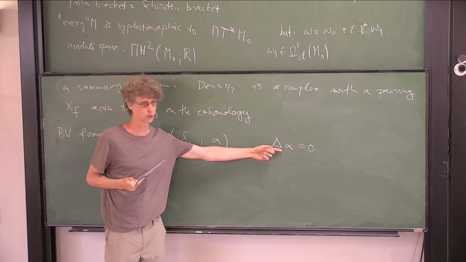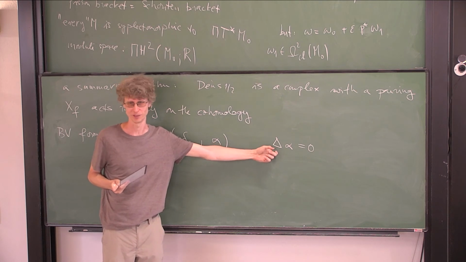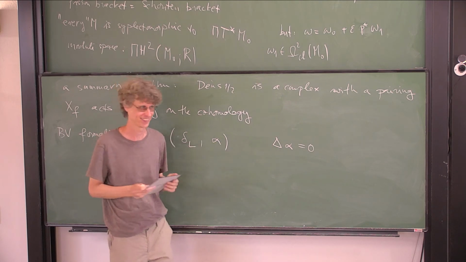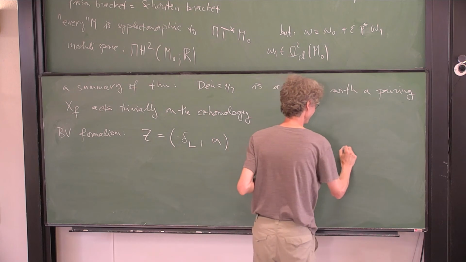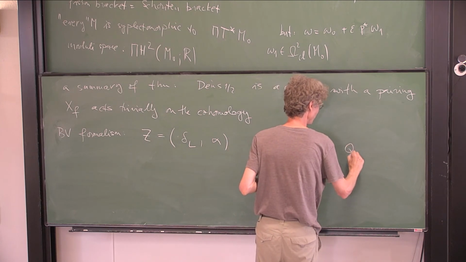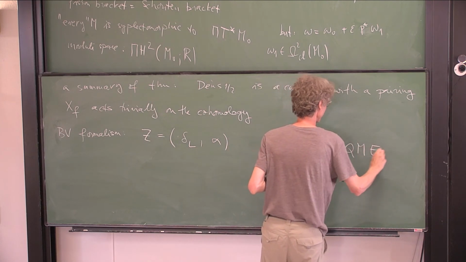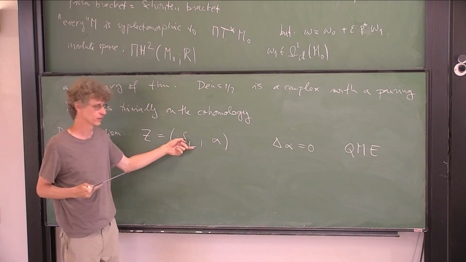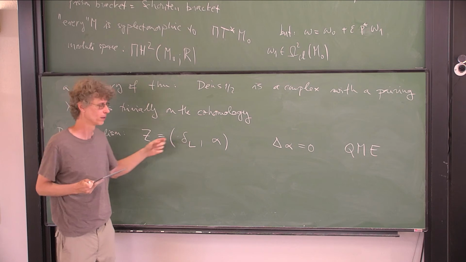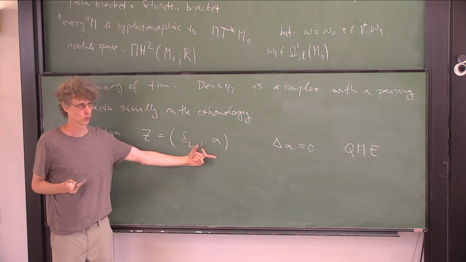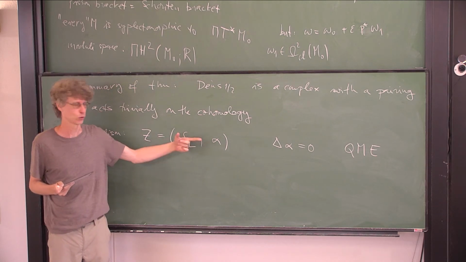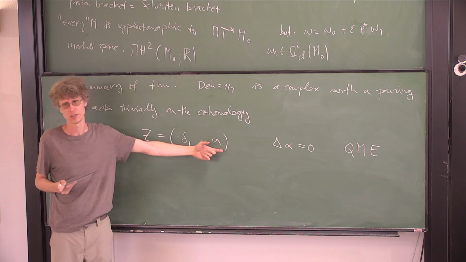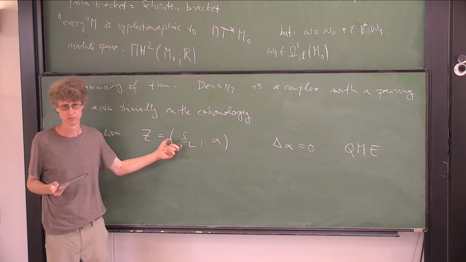and in that context, this is called the quantum master equation. So it's a very important equation, definitely. Quantum master equation. And you shouldn't forget that delta L is also closed automatically. But so what is this? In the end, basically, it's an integral of alpha restricted to L.